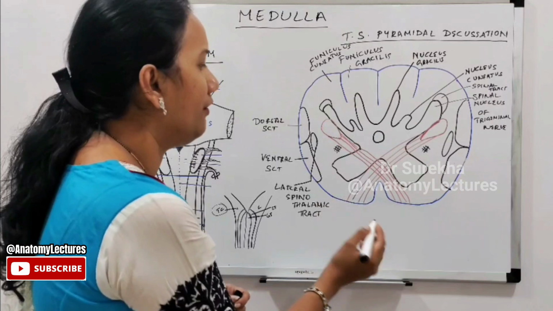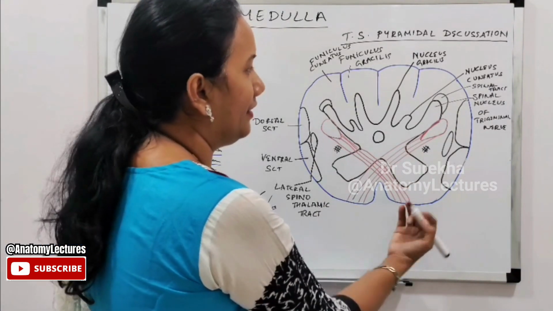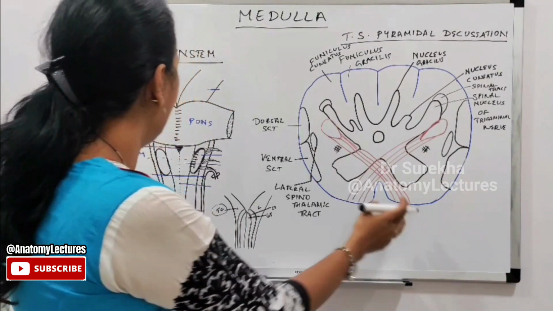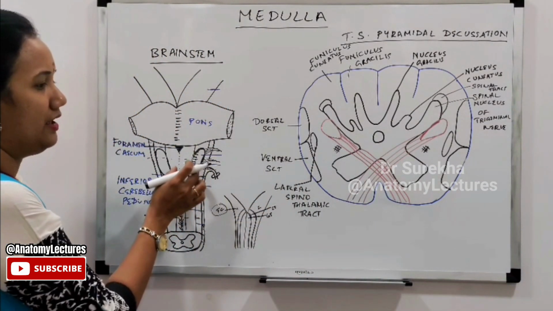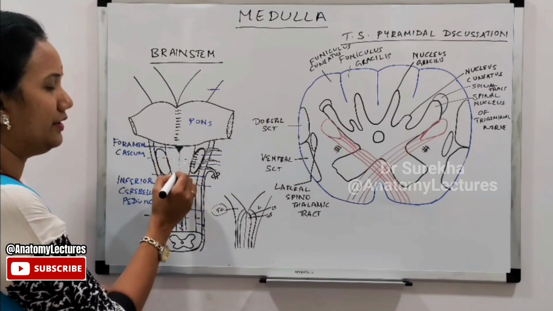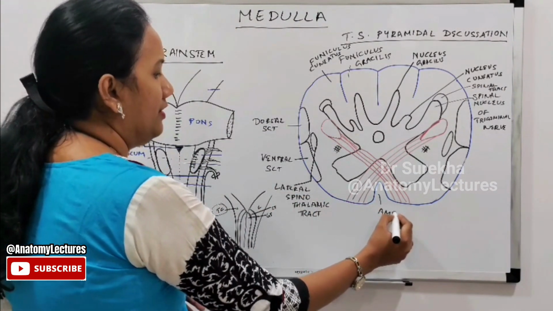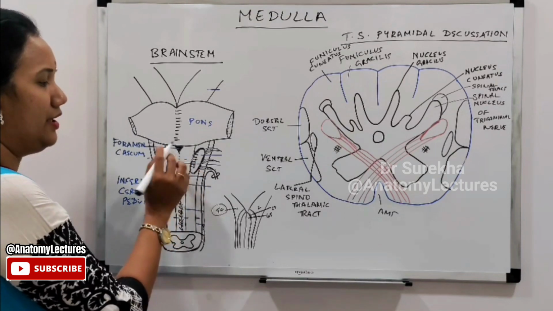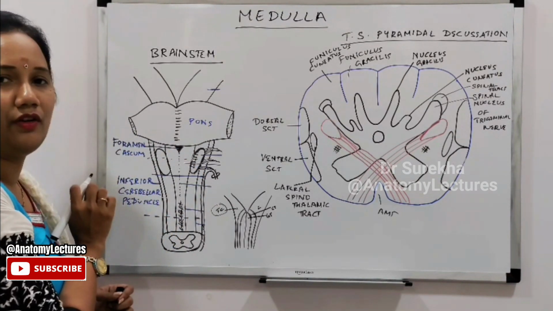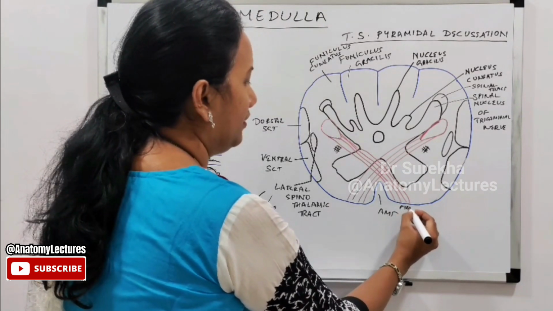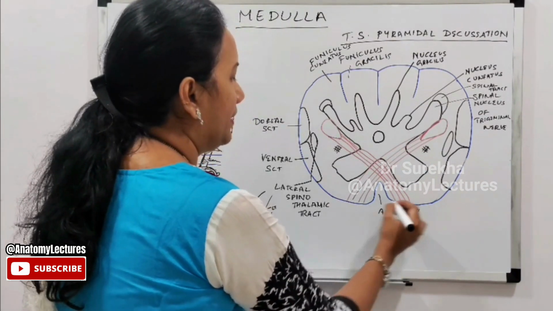Now if you have a look at the anterior aspect, this is the anterior or ventral view of the medulla. In the ventral view we have seen, just lateral to the anteromedian fissure, two elevations which we call the pyramids. So this is the anteromedian fissure. Just lateral to that we have the pyramids. So this is the place for the pyramids.